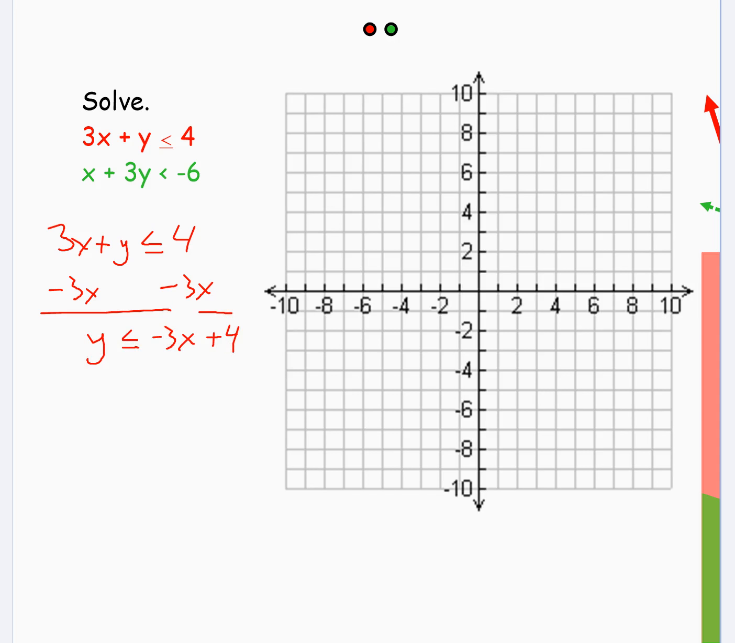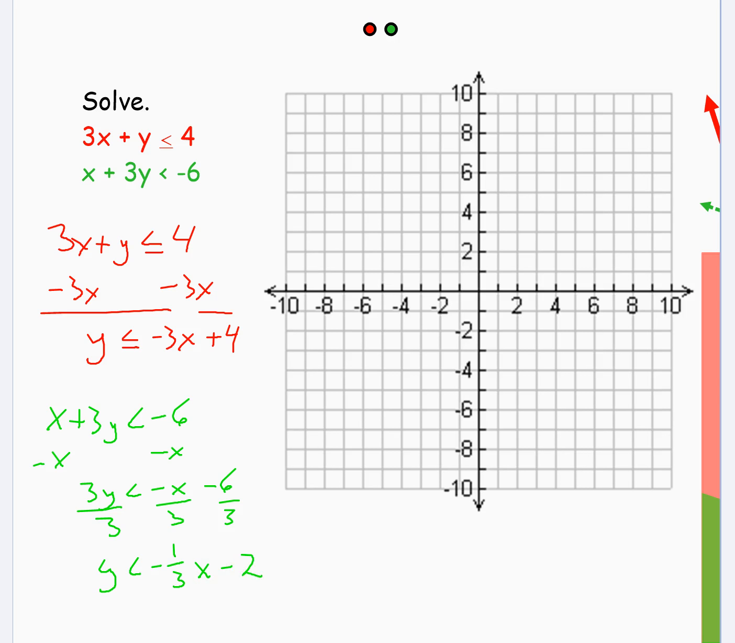And then taking the next equation, x plus 3y is less than negative 6. We'll subtract x from both sides. That gives us 3y is less than negative x minus 6, and divide both sides by 3, which is really dividing each term by 3. And we can say y is less than negative 1/3 x minus 2. And now what we want to do is graph this.